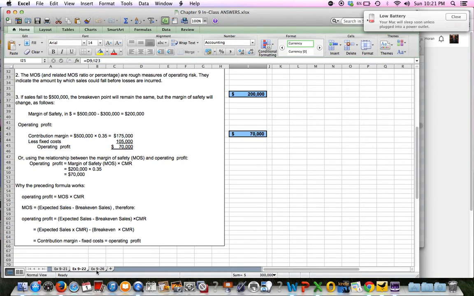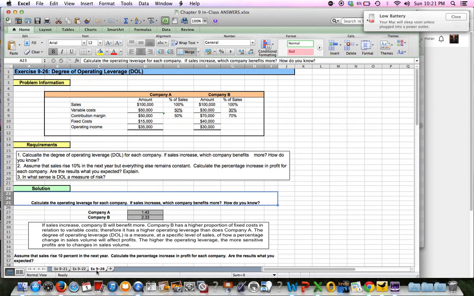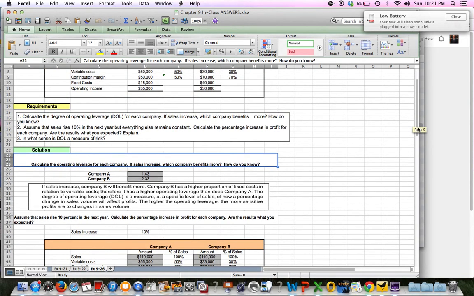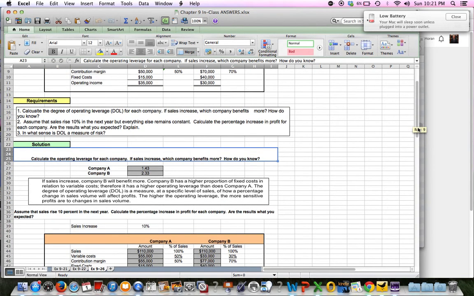And then for 9-26, we've got some operating leverage to calculate. You can see that we've got two companies, A and B, and we've got their information in terms of their sales, variable cost, contribution margin, and fixed costs. It says to calculate the degree of operating leverage for each company, and if sales increase, which one benefits more? And then assume that sales rise and so on.